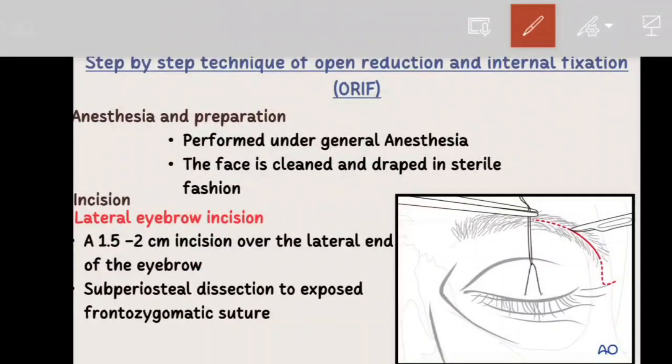So this is the technique for open reduction and internal fixation. First we give the anesthesia, and we perform it under general anesthesia. The face is cleaned and draped in sterile fashion.